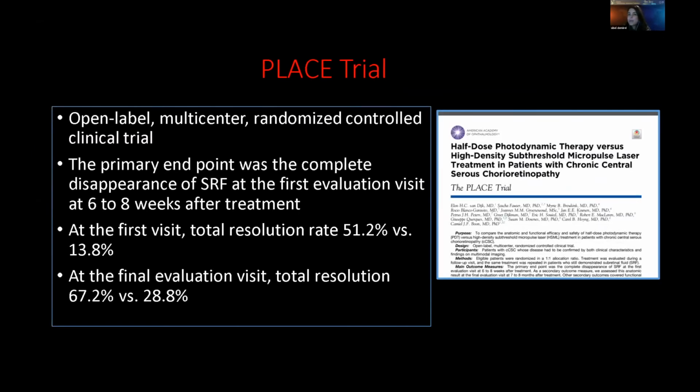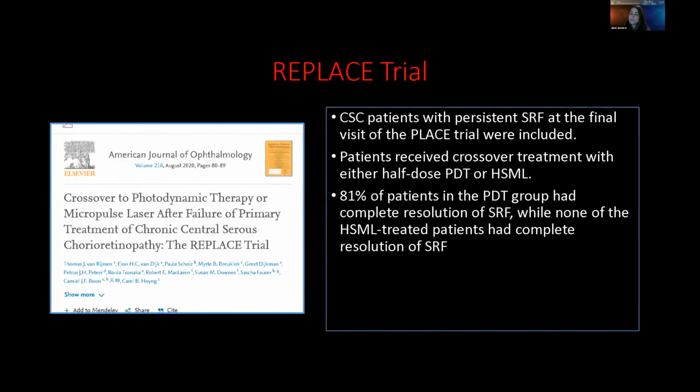However, the PLACE trial came up, and this is a cornerstone study that shed light on the treatment of CSR. This is a prospective multicenter controlled study that directly compared both safety and efficacy of half-dose PDT and micropulse laser, and they found that the efficacy of half-dose PDT with respect to complete resolution of CSR was significantly higher compared to micropulse treatment at both short-term and long-term follow-up visits. Moreover, functional outcome was better after half-dose PDT compared to micropulse laser treatment with respect to both increased retinal sensitivity at the first and final evaluation and increased best-corrected visual acuity at the first evaluation.